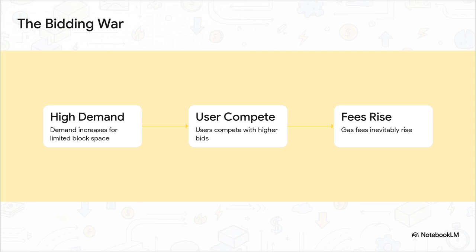First, demand increases for that limited block space. Second, because the space is fixed, users have to compete with each other to get their transactions processed first by offering higher bids. And third, this bidding war inevitably forces the overall gas fees to rise. Honestly, it's exactly like trying to get a taxi in the pouring rain. There are limited taxis, and suddenly everyone wants one. The people who are willing to tip the driver the most, they're the ones who get picked up first.